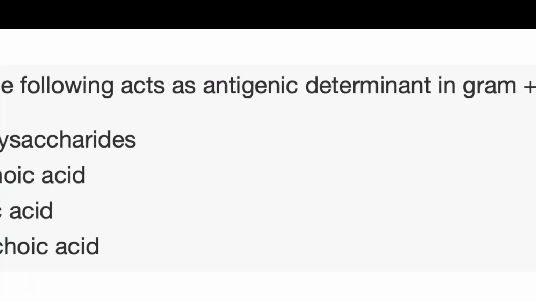Cool. Coming on to the 13th question. Which of the following acts as an antigenic determinant in gram-positive bacteria? Which of the following acts as antigenic determinant in gram-positive bacteria? Option A, lipopolysaccharides. Option B, eicosanoic acid. Option C, palmitic acid. And option D, lipoteichoic acid.